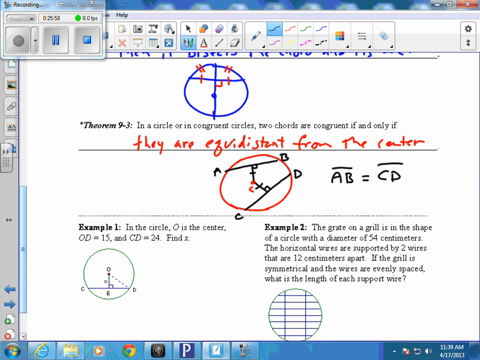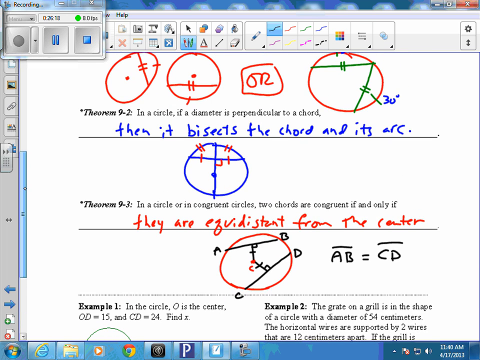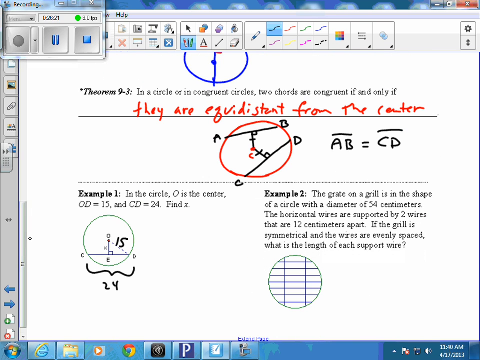Okay, example 1. In the circle O, so O is the center, OD, the measure of O to D, is 15. And the measure of CD, from C to D, is 24. Now, because OE is perpendicular to chord CD, we go back up to our theorem 9.2. It bisects, so CE and ED are the same size, which means that CE would be half of 24 as well as ED, which makes it 12. Now we have a right triangle.